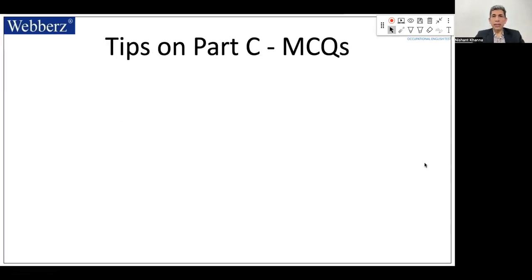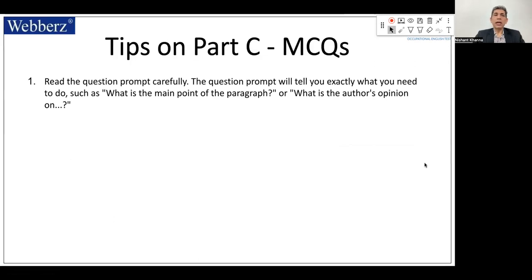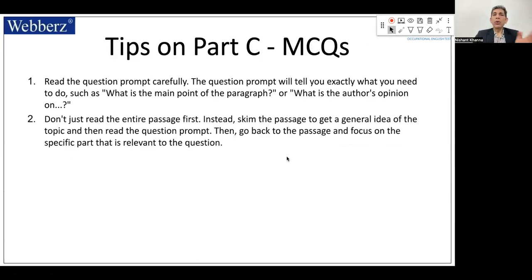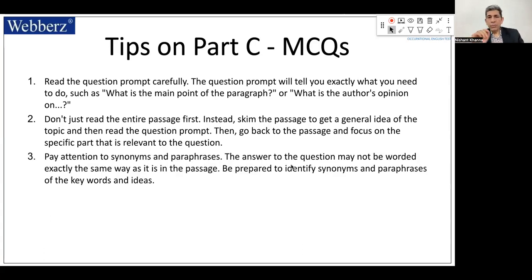So let's see tips on Part C, multiple choice questions. Now, read the prompt carefully. The question prompt will tell you exactly what you need to do, such as what is the main point of the paragraph, what is the author's opinion on something. Don't just read the entire passage first. Instead, skim the passage, get a general idea of the topic, and then read the question prompt. Then go back to the passage, focus on the specific part which is relevant to the question. It's kind of a tricky thing where you have to figure out where the answer is, where the question is. Pay attention to synonyms and paraphrases.